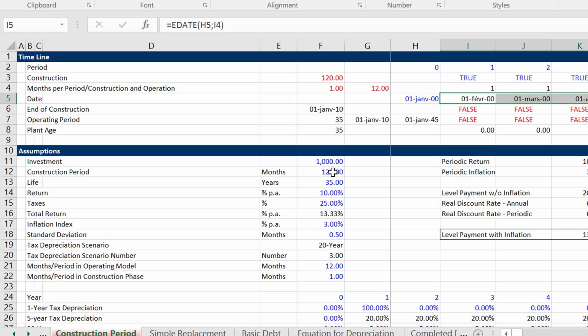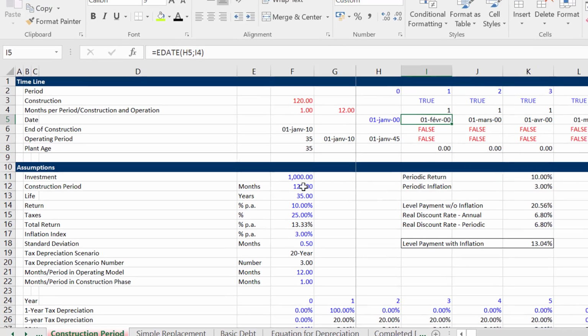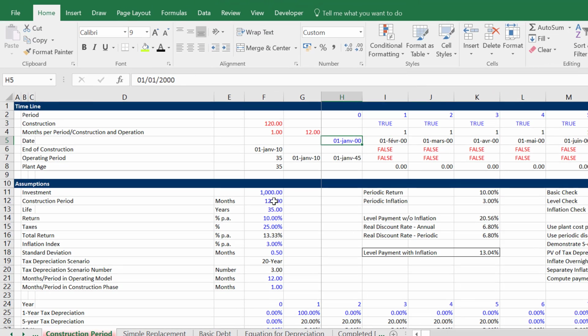Now just think about this. If this is 1 month and you go to period 10, we could take this month, and if we incremented by 1, we'd get the end of the construction period for that month.